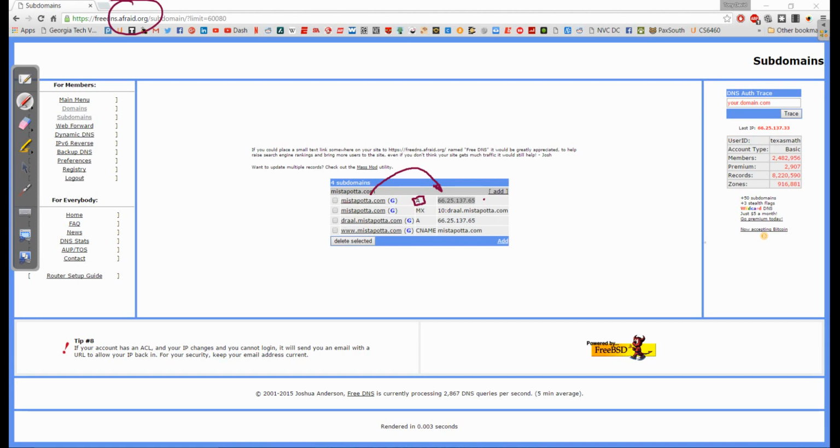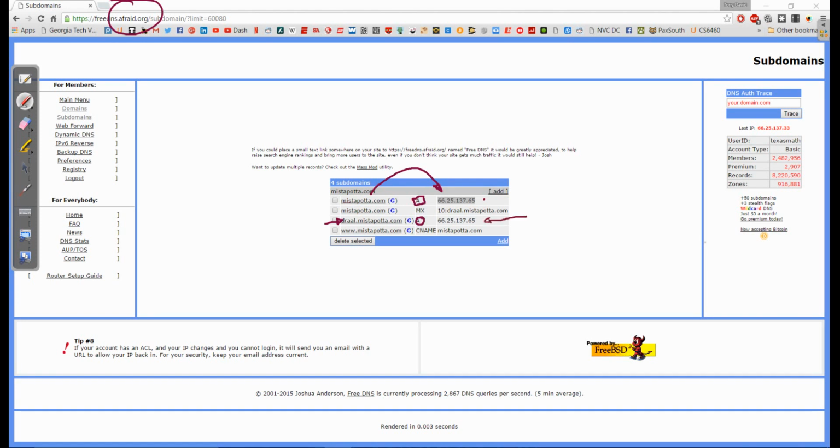I also have another one. I've got this A, and this actually goes to drawl.mistapotta.com. This is the name of my computer that is physically on the internet, because our household has several computers. I've got my main computer that I do all of my work on. I've got my personal laptop. I've got my son's laptop, my wife's laptop. I've got the different devices that are connected to the internet, like game services and stuff like that. So the computer that's physically connected to the internet, the one that's actually serving all of my web pages and stuff, is Drawl. And it has the same IP address because this is the IP address that my internet service provider gives me.